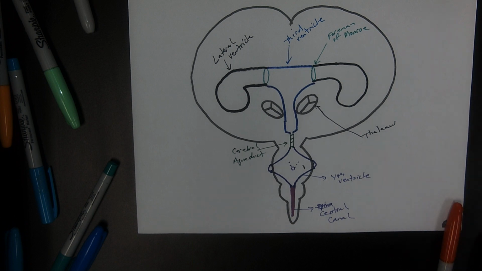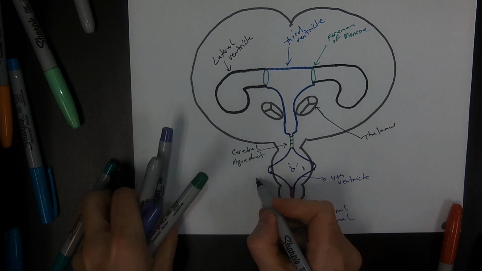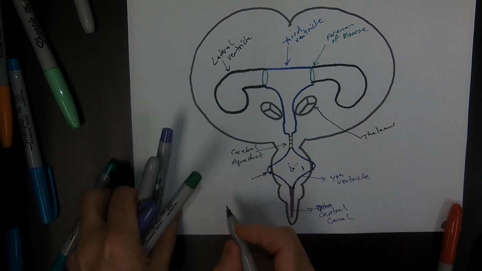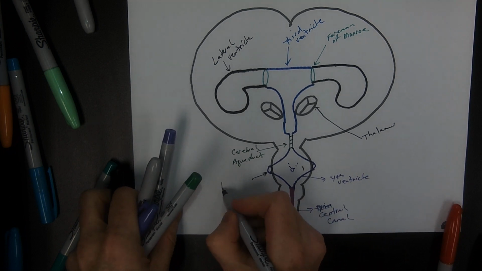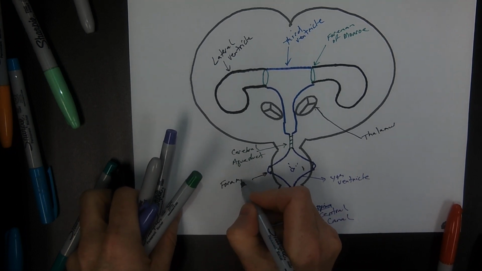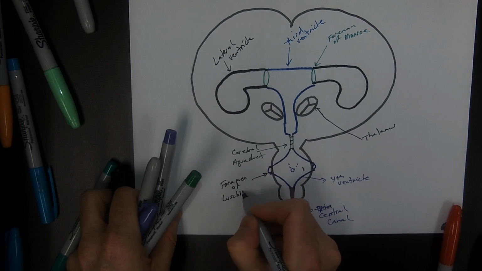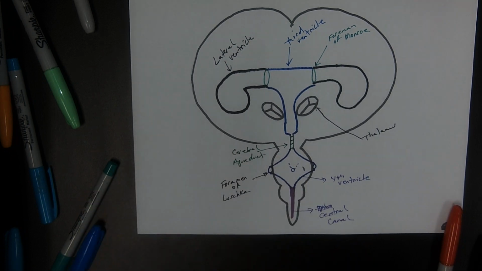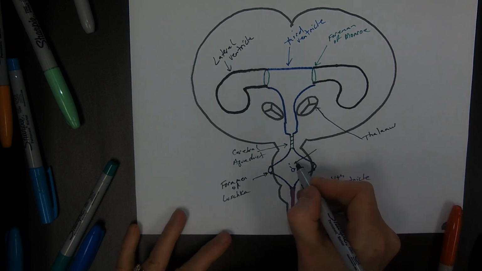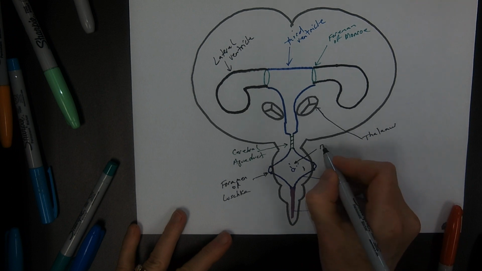Again, small review. What are the names of the foramen on the outsides? Yeah, foramen of Luschka. Okay. And then there's one in the back, in the middle. Magendie, yeah, foramen of Magendie.